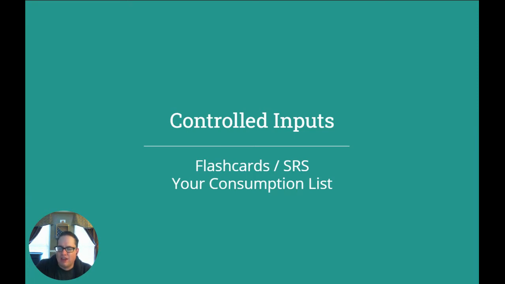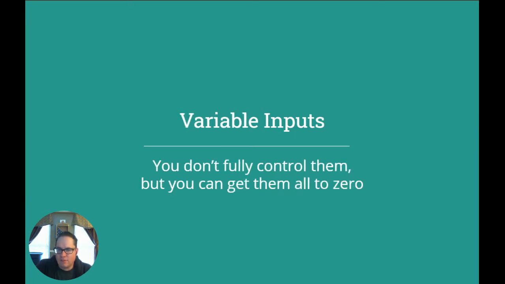That's easy. Where it gets tricky, and probably the worst one, is the variable inputs. You can't fully control all of these. Email is the biggest one, which we'll talk about, where other people have access to give you these inputs. The key with all the variable inputs, though, is you can get them to zero. These aren't bottomless either. None of the ones we'll talk about in variable are bottomless. You can get them to zero.